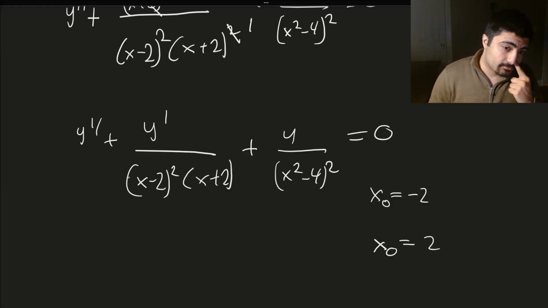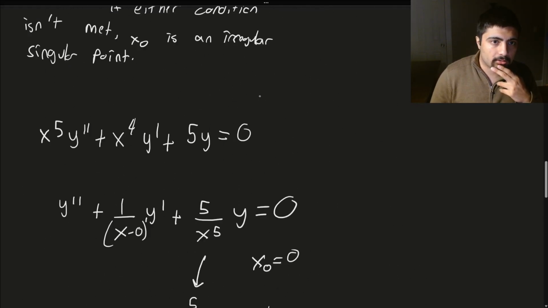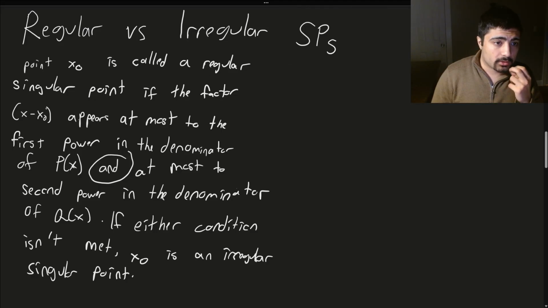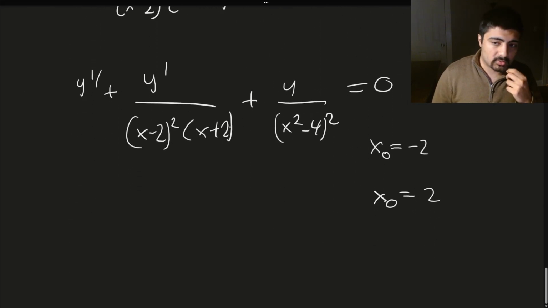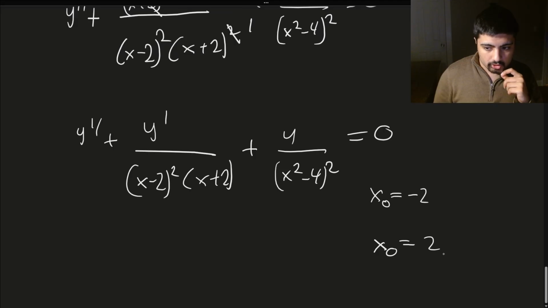However, notice this. We have 1 over (x minus 2) squared. So x0 equals 2 is actually not the best fit, because for the p of x function, our denominator's power exceeds 1. We don't want to have more than 1, because remember what we defined. We said that up here, the point x0 is called a regular singular point if the factor x minus x0 appears at most to the first power in the denominator of p of x, which is why this one is just losing for that requirement to be a regular singular point. So x equals 2 is definitely going to be irregular.